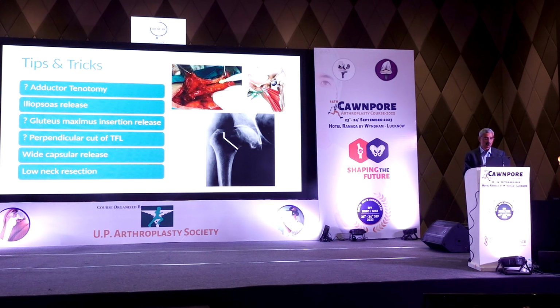So some of the tips and tricks that are talked about: you can do an adductor tenotomy if needed. If it's very tight, you do it either pre-op or post-op, depending on the situation. You will need to release extensively, most often the iliopsoas, sometimes the gluteus maximus insertion. You may even need to release the tensor fasciae lata. At the end of closed reduction, you will find it very, very tight. Most of the things you have already reduced. So you may need to cut it perpendicularly to get some release in the tension. And then of course, wide capsular release is mandatory, and a low neck resection.